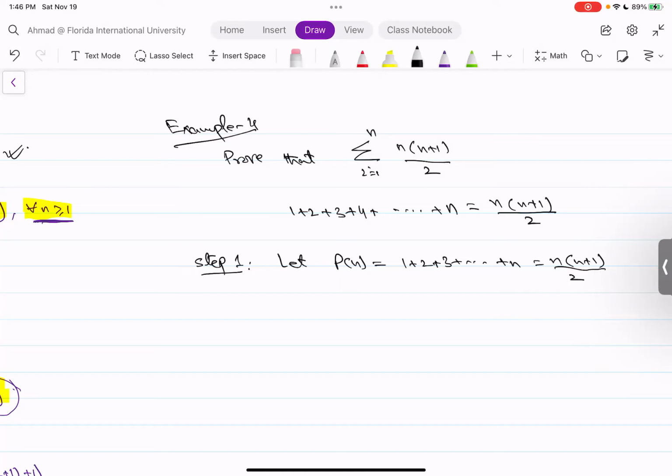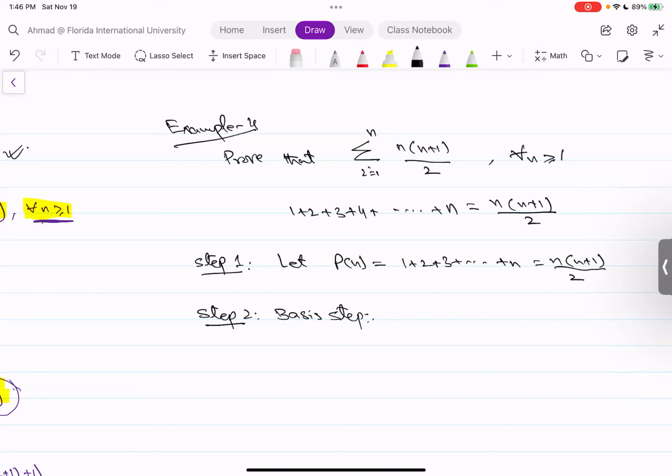This is my assumption now, the first step. The step number 2 is my basis step, right? Which is the basis step. Now, you will ask, if it is true, then when is it true? It is true for all n values which are greater than or equal to 1, right?